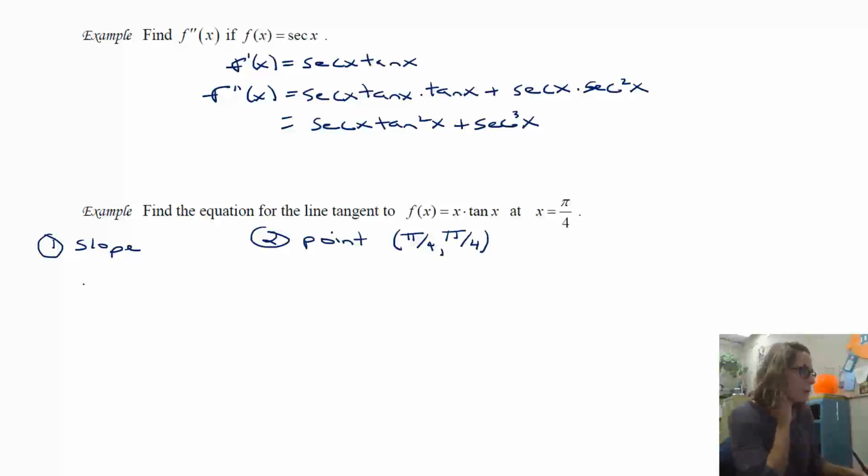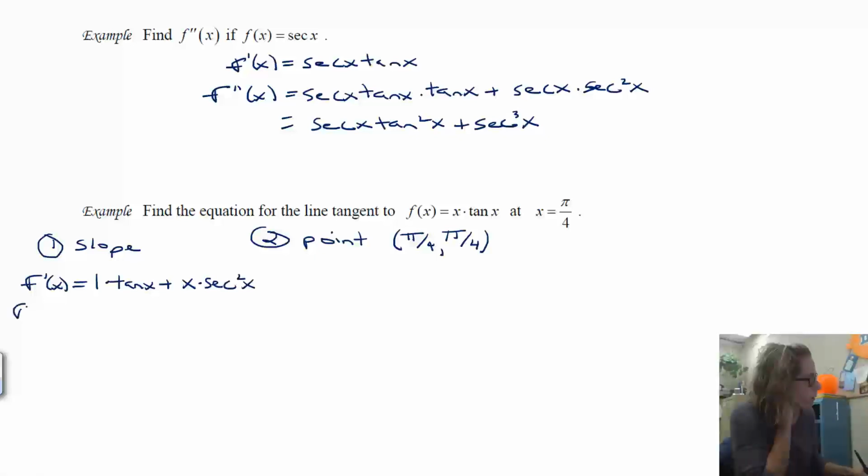But we still need our slope, so that's where the derivative comes into play. This is stuff we've done before. We're just doing it with trig functions now. So we get x times tan of x derivative, so we're going to need the product rule. So we have 1 times, because that's the derivative of x, times tan x, plus x times the derivative of tan x, which is secant squared x.